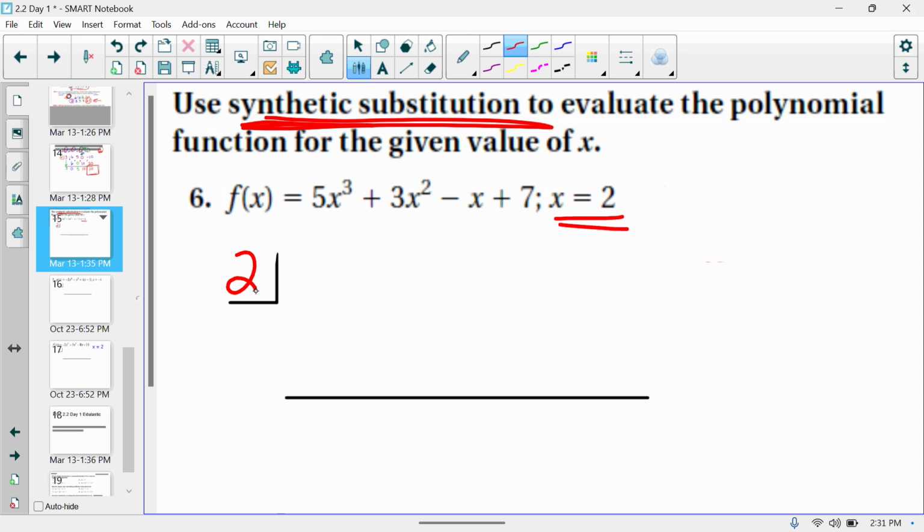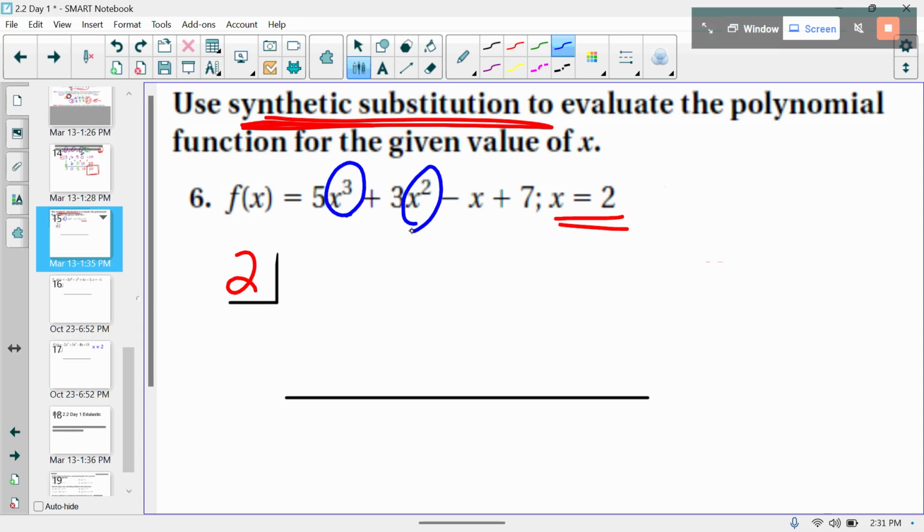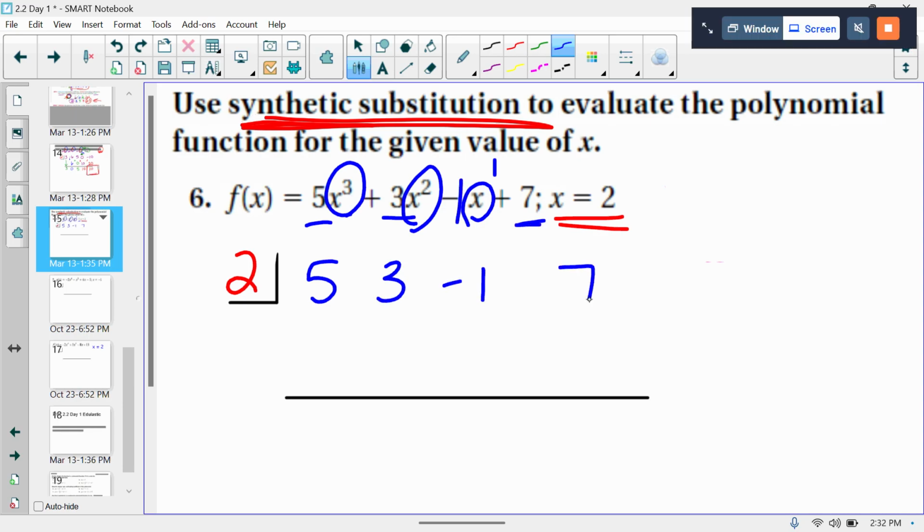Next step, we have to write out all the coefficients. So first, let's go through and see if we're missing any. We have x to the third, x to the second, x to the first, and the constant. So we're not missing any this time, okay? So you take your coefficients and you write them out in order. 5, then 3, then -1, then 7. We don't have any zeros this time because there's none missing, okay?